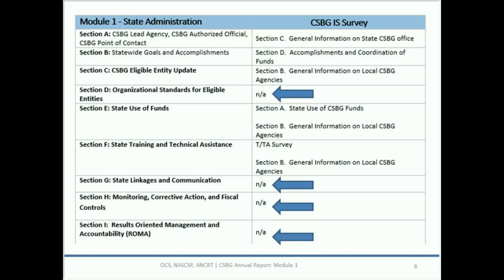We wanted to ensure that when we look at the ROMA cycle as a whole, that it affects the state as well, and that you start with the state plan, and then you have the report, which is this annual report. So you have these new sections: the organizational standards for eligible entities, the state linkages and communications, monitoring, and ROMA. This is something that the states had always talked about in their state plan, but having processes or standards is quite new for us.